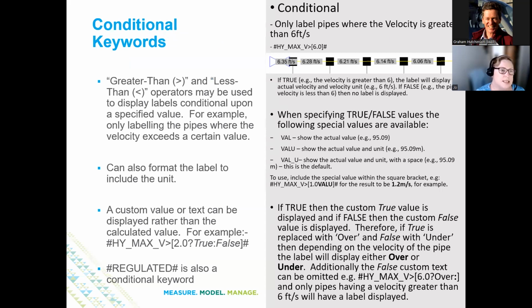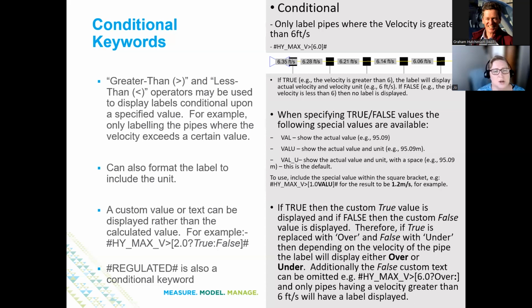We've also got conditional keywords. So we can use greater than and less than, and we can put in particular words rather than values. The first example I have there is to only label the pipes where the velocity is greater than 6 foot per second. So my limit on the velocity for this design was 6.5 or 6.6.